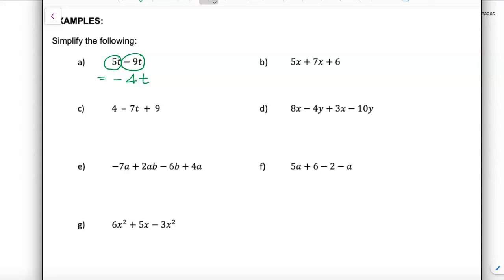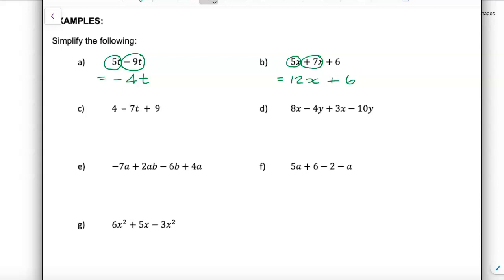So the t stays there because that just represents the like term, and we use the coefficients in front to perform the operation. In part B, we've got 5x plus 7x plus 6. I've got two terms that are like, the positive 5x and a positive 7x. So I'm going to place them together. 5x's plus 7x's is 12x's, and then I have a positive 6 as a constant, and it's unused, so I'm just going to leave it exactly as it is.